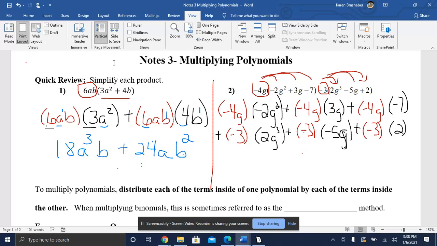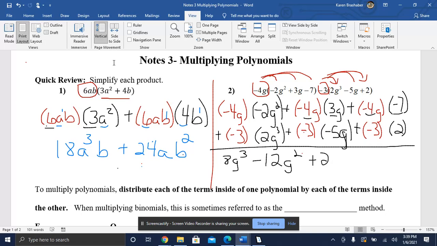All right, so doing that, I'm going to put a line because really all of this is all on one line. We would get 8g to the third and then we will get, for our next one, negative 12g to the second. Then our next one, we will get positive 28g, and that's the top line.